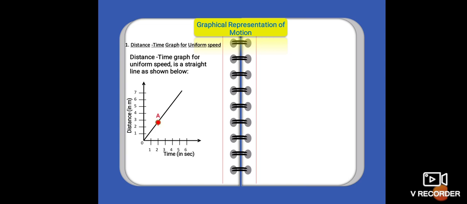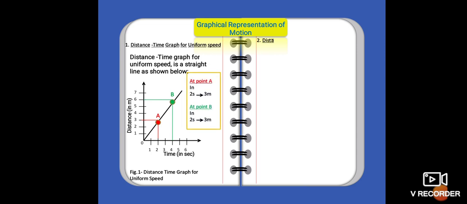Okay, at point A, time taken by an object is 2 seconds and distance covered is 3 meters. But at point B, again 6 minus 3 is 3 meters, and time taken by that object from A to B, that is 4 minus 2, is again 2 seconds. So this is the example of a distance time graph for uniform speed.